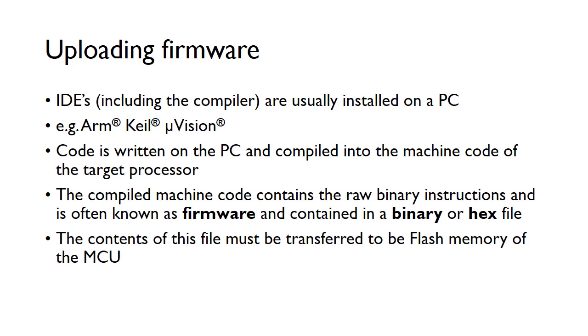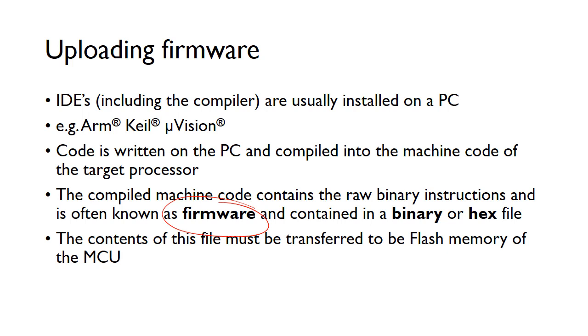With these locally installed IDEs, you write the code on the PC, you compile it into the machine code of the target processor. This machine code contains these raw binary instructions we've seen before. We often call it firmware now, and that's contained in this binary or hex file. But then somehow we need to get this file from the PC. So this is going to be on your desktop computer or your laptop or whatever.